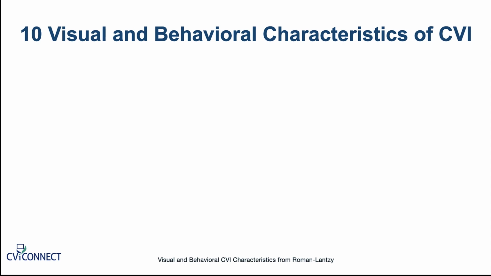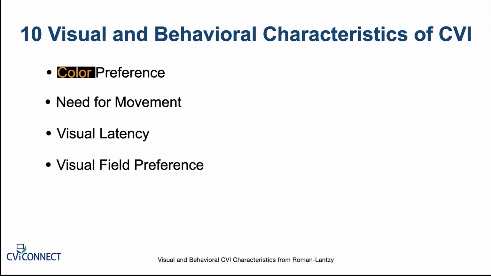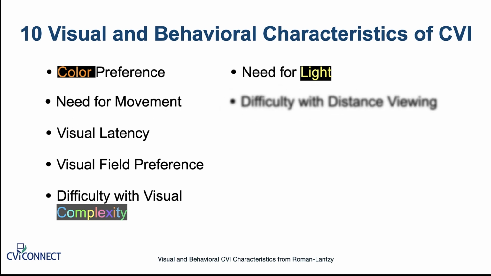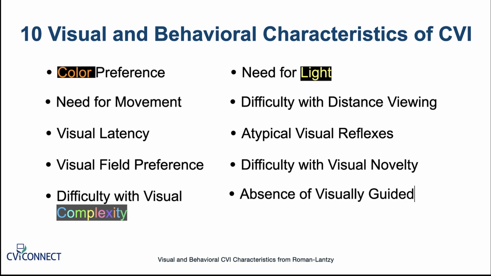The 10 visual and behavioral characteristics of CVI are color preference, need for movement, visual latency, visual field preference, difficulty with visual complexity, need for light, difficulty with distance viewing, atypical visual reflexes, difficulty with visual novelty, and finally, the absence of a visually guided reach.